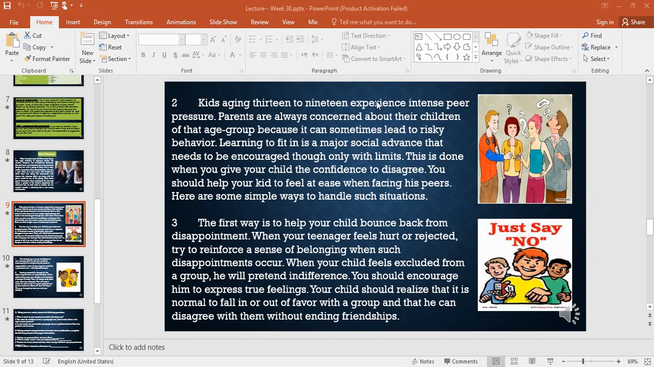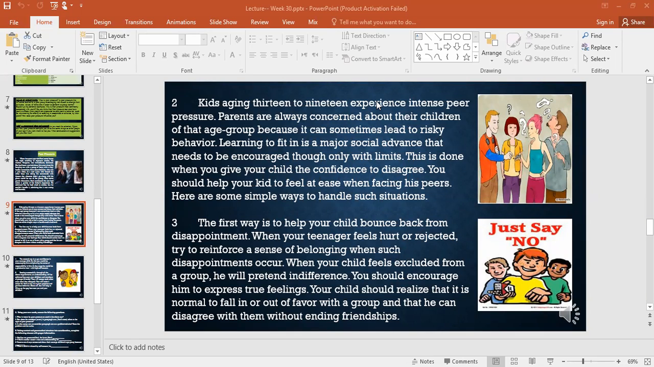When your teenager feels hurt or rejected, it means his friends or his peers don't want to be friends with him and so on. Try to reinforce a sense of belonging when such disappointments occur. Sense of belonging, like it's okay, you don't belong to this group of people. You belong to your family, to your parents. We are always here next to you. We won't leave you alone and so on. Continue.